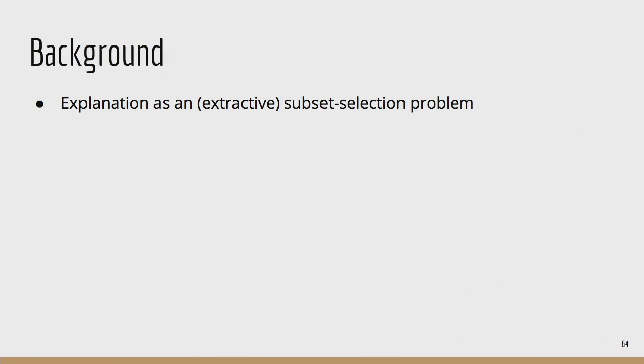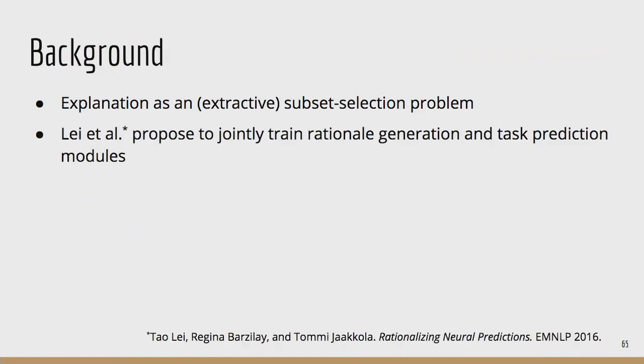So a bit of background in this section, we're again focused on explanation as an extractive subset selection problem. So this would be the equivalence of taking an attention heat map and extracting the top k tokens or the top span of tokens to represent a rationale taken from the document itself. So in a 2016 paper, some NLP researchers at MIT proposed to jointly train 2 models to do this task, a rationale generation model and then a task prediction model.